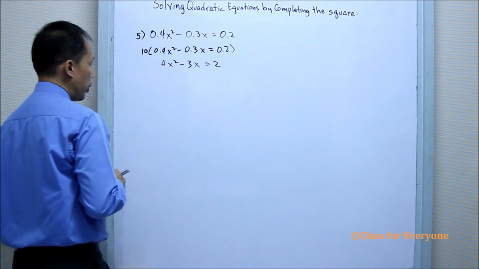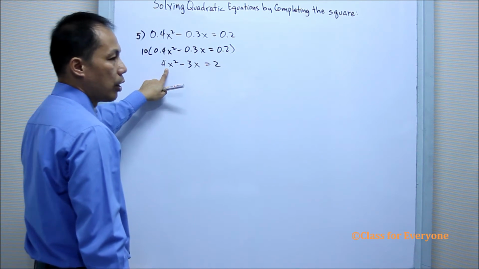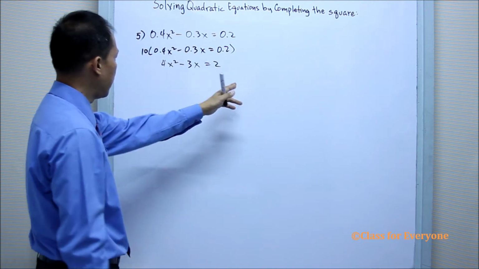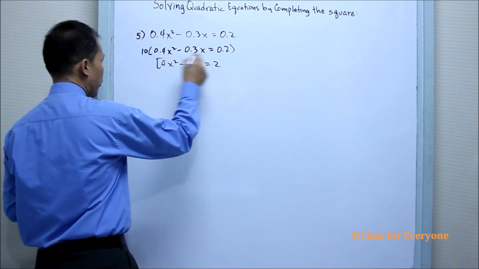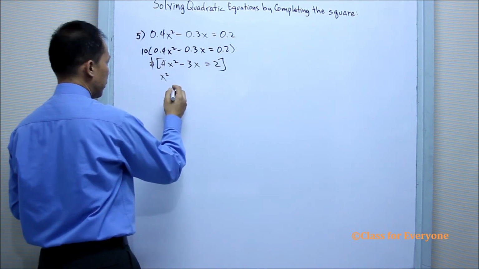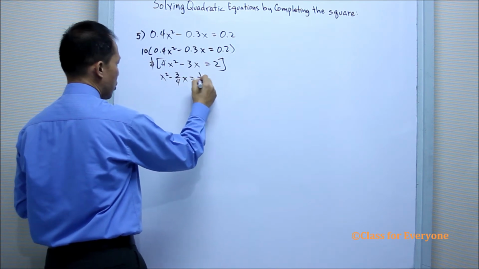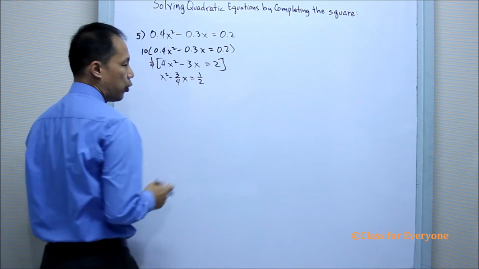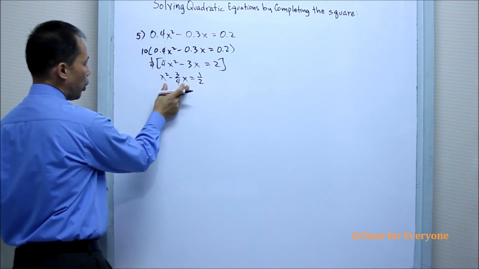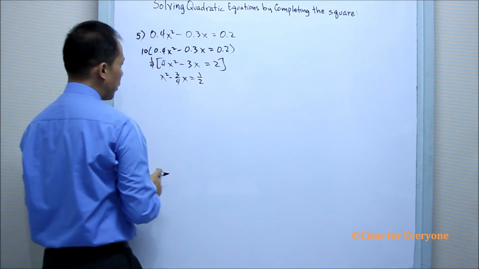And then we're going to make the numerical coefficient of the quadratic term equal to 1. So we're going to find the reciprocal of 4, which is 1/4, and multiply it to all of the terms. The product will now be x squared minus 3/4 x equals 1/2, the lowest term of 2/4. And then we're going to find the constant that will make the left side member of the equation a perfect square.